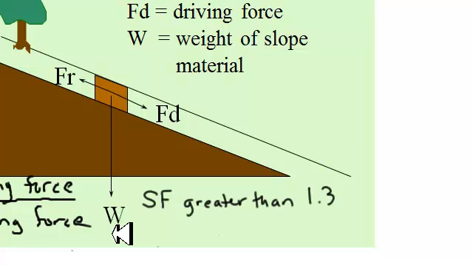So I hope this makes it a little more clear what the driving and resisting forces are in mass wasting. I gave some examples of how they can change under different conditions, and then how we can compute a safety factor to assess whether the slope is relatively safe or whether it's likely to undergo mass wasting. Let me know if you have questions.